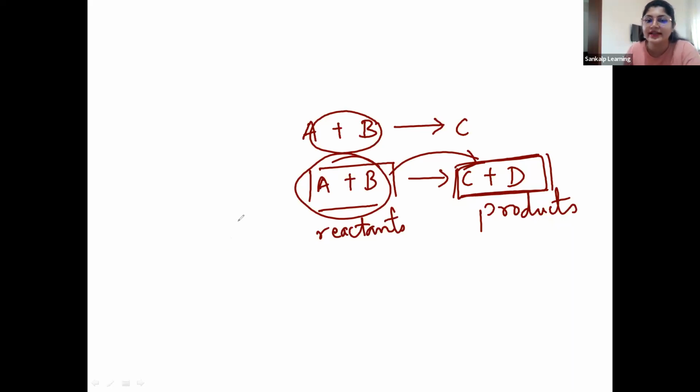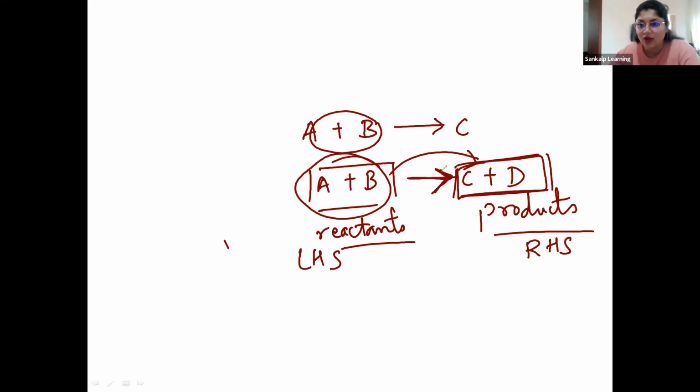On your left hand side, the LHS, these are called reactants, and on your right hand side, the RHS, they are called products. They are differentiated by using an arrow mark. This arrow mark shows that the reaction is proceeding, the chemical reaction is taking place. The reactants are reacting with each other to give you the products.